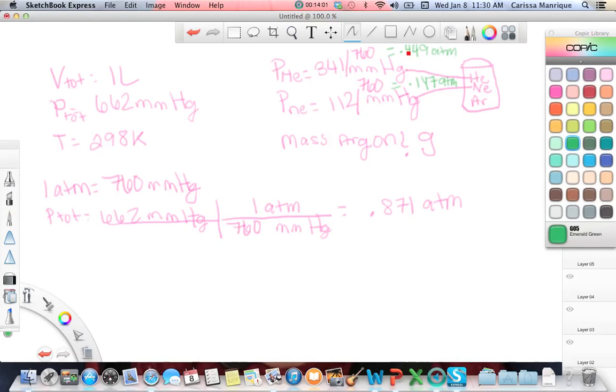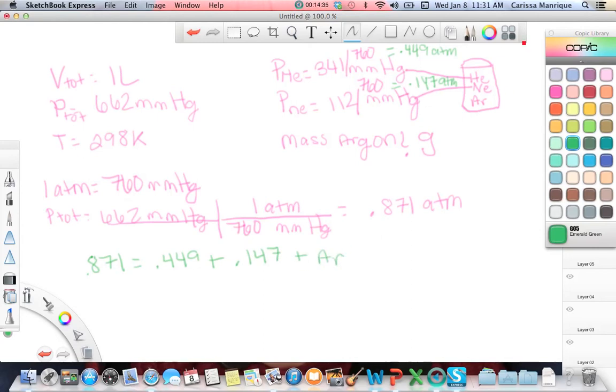So we have 0.449 for helium, 0.147 for neon, and we know the total is 0.871. So let's use that. We know that the total pressure is 0.871, and we know that helium is 0.449, plus we know that neon is 0.147 pressure, and we don't know the pressure of argon.